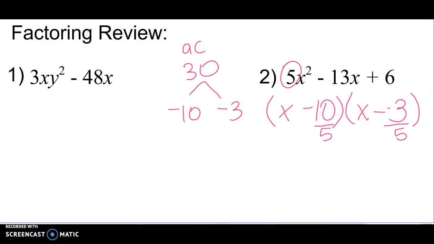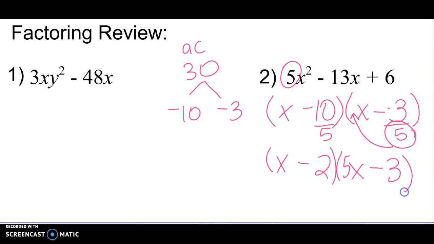So x minus 10 divided by 5 simplifies really nice. So it's just the x minus 2. However, x minus 3 over 5 doesn't simplify to a whole number. So that's our bottoms up. We take our 5 and bring it up front to our coefficient. And it is completely factored.